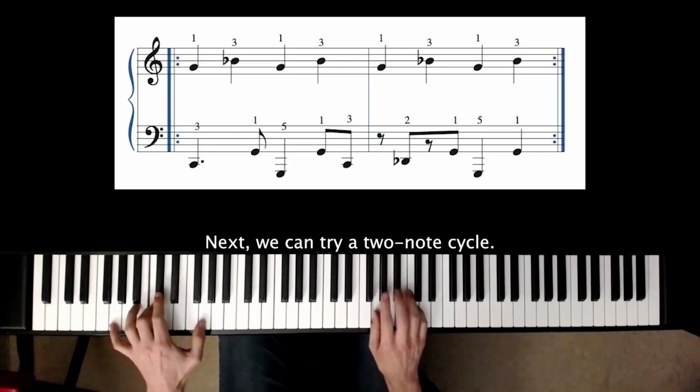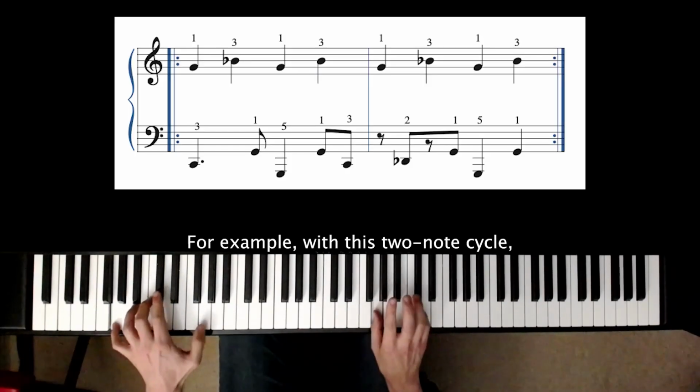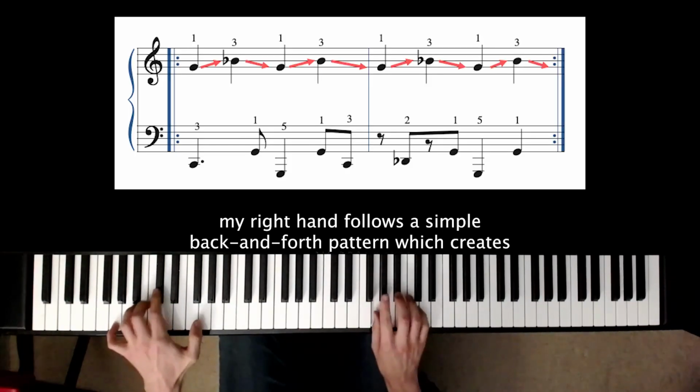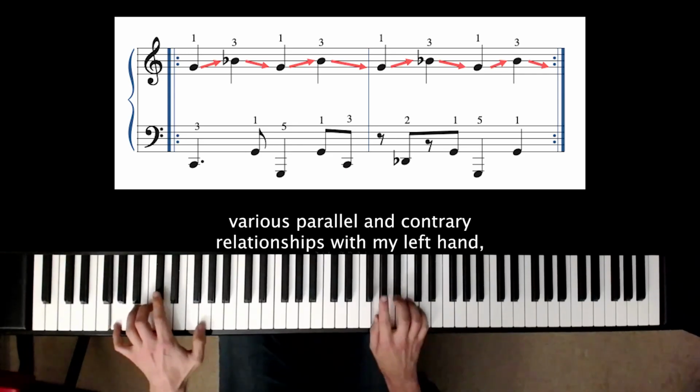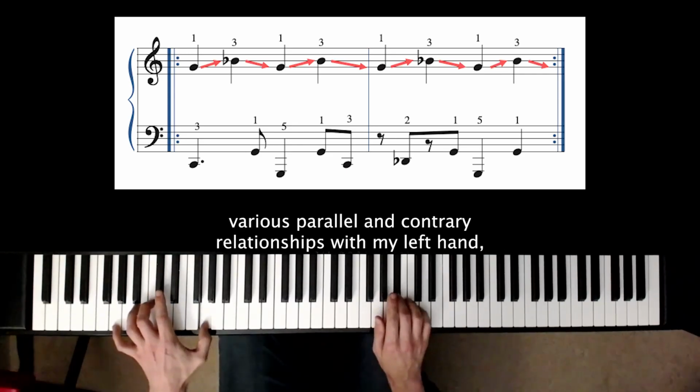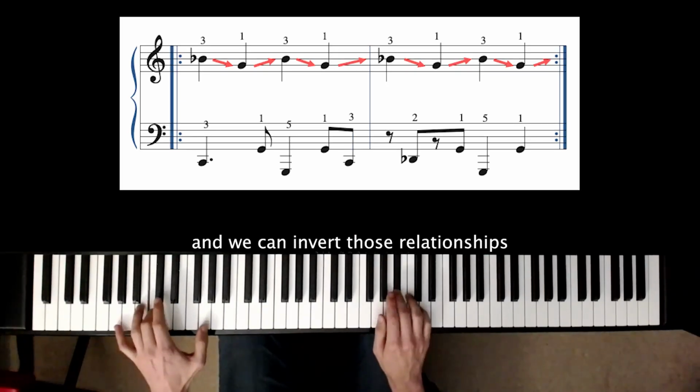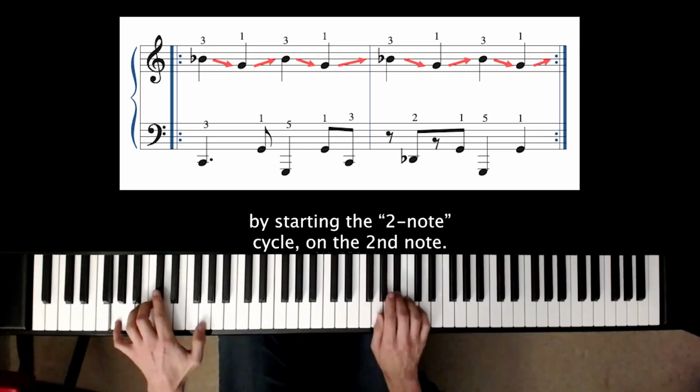Next, we can try a two-note cycle. For example, with this two-note cycle, my right hand follows a simple back and forth pattern which creates various parallel and contrary relationships with my left hand. And we can invert those relationships by starting the second note cycle on the second note.